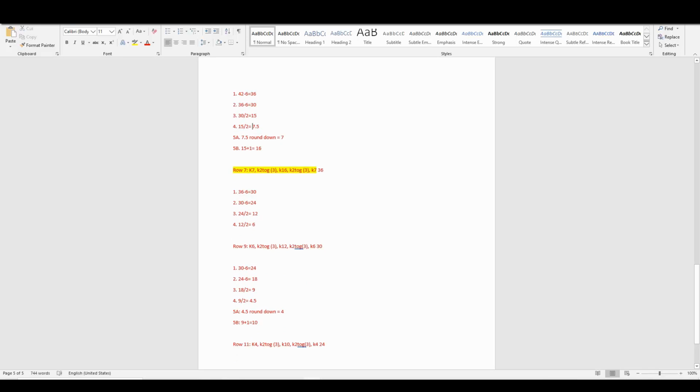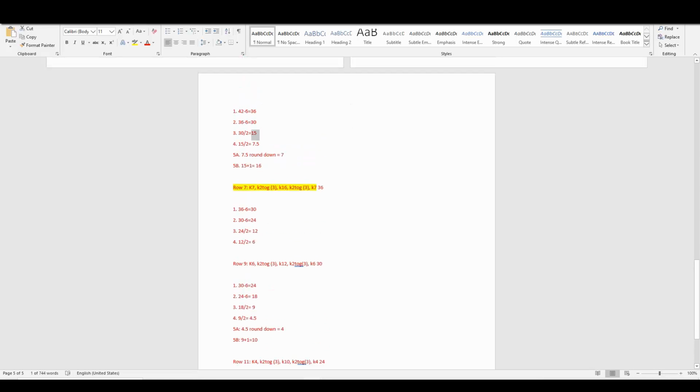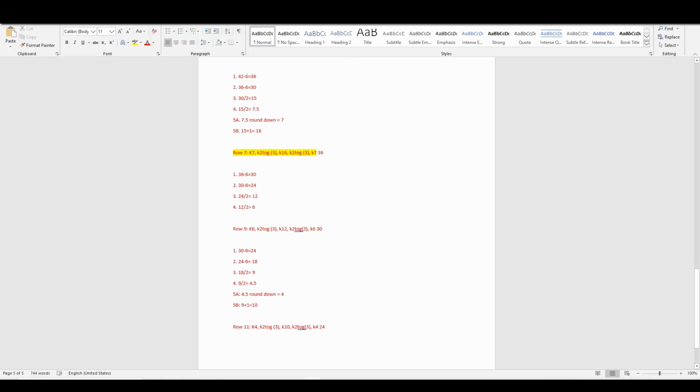So 7.5, you always round down. Whenever it's a decimal, you round down. 7.5 equals 7. And then 5b, you take I, which is 15, plus 1. 1 is a fixed amount, always just 1, equals 16. And then we have our numbers. For row 7, you have knit 7, knit 2 together, Z. Z was 3. Knit 16, knit 2 together, 3, knit 7. And then if you add it all up, it equals 36.